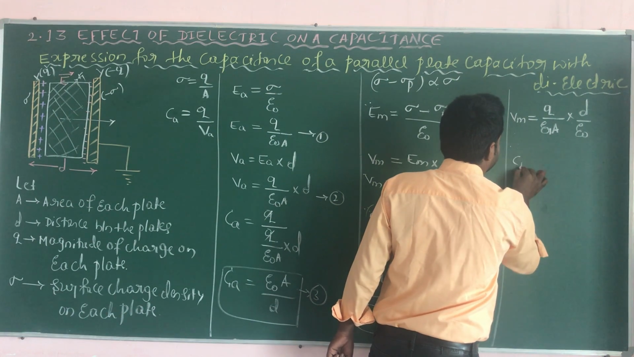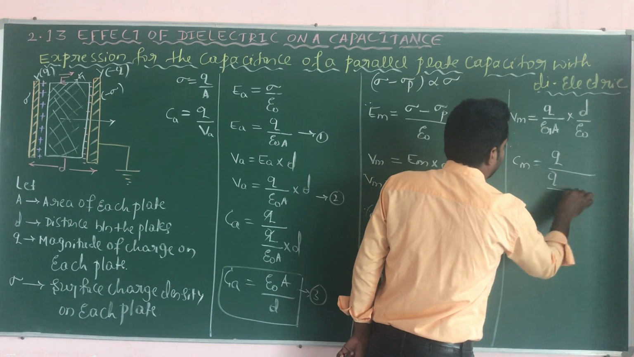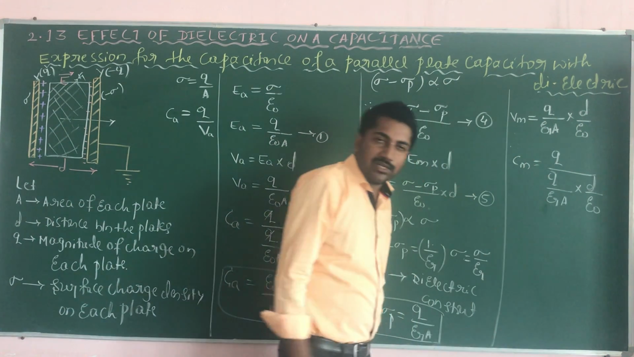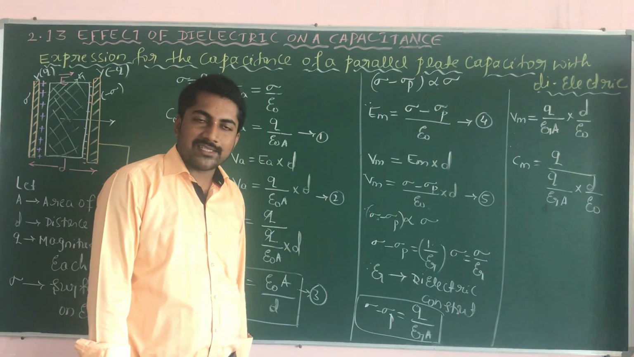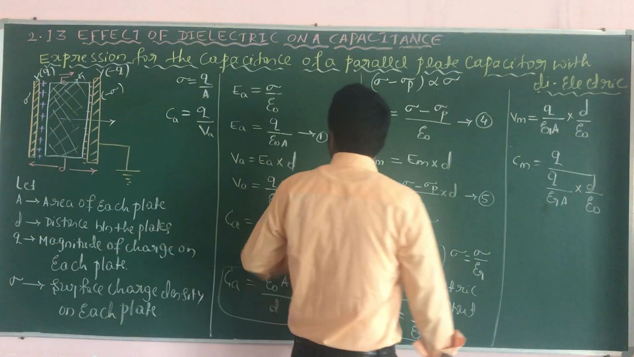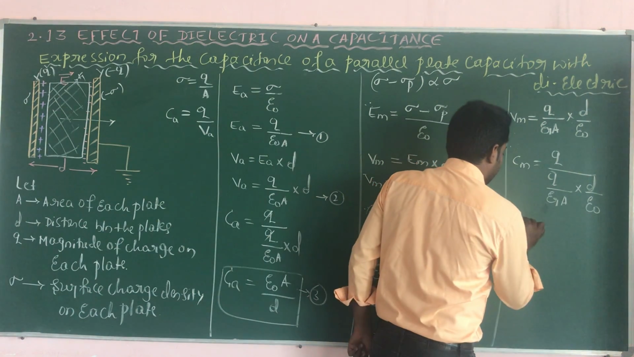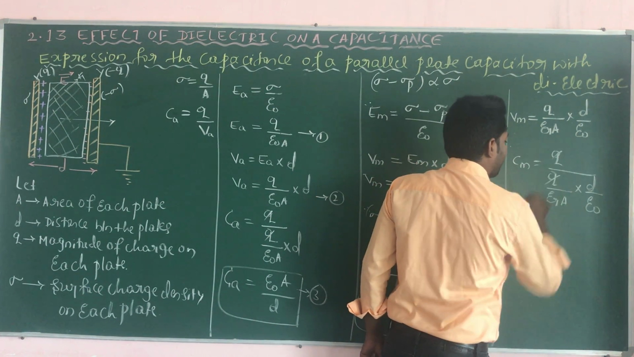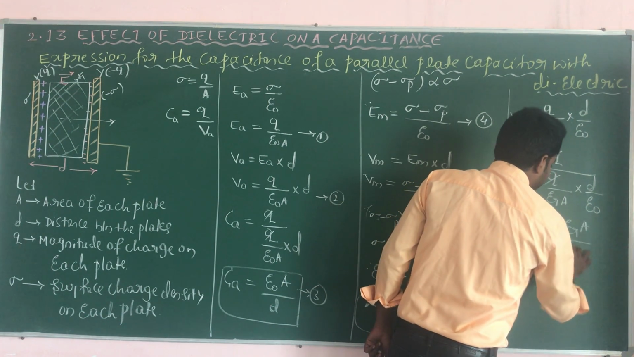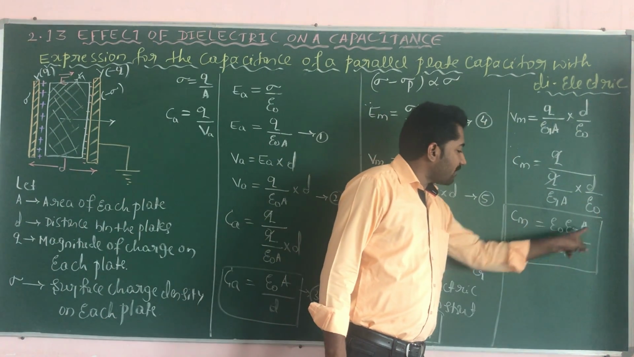Now the capacitance for that medium, Cm, is equal to Q divided by Vm, that is Q divided by epsilon r into A into d divided by epsilon naught. Now we get the equation for the capacitance of a capacitor when the dielectric is placed between the plates. Here Q and Q get cancelled, and we get Cm is equal to epsilon naught into epsilon r into A divided by d. This is the expression for the capacitance of a parallel plate capacitor with dielectric medium.